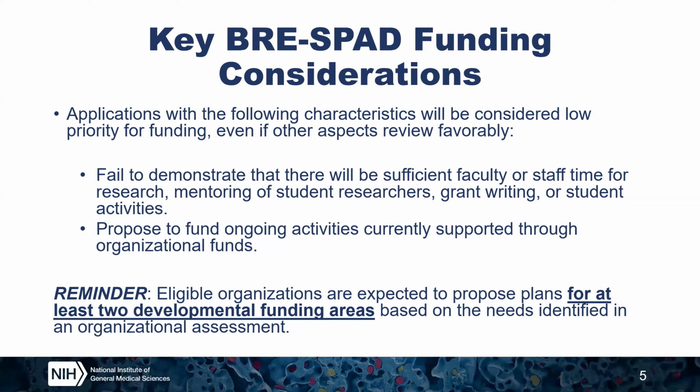And as a reminder, applications should propose plans in at least two of the funding areas. So if you are interested in the pilot research project program, please remember eligible organizations are expected to propose plans for at least one other funding area that can be the sponsored programs administration development, or the research environment based on the needs identified in your organizational assessment. And of course, you're allowed to apply for all three funding areas if that is what your organization needs. And I also want to mention here that synergy and overlap across the three funding areas are allowed and encouraged if applicable.